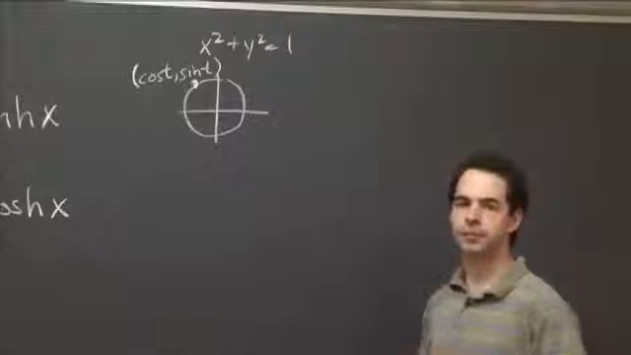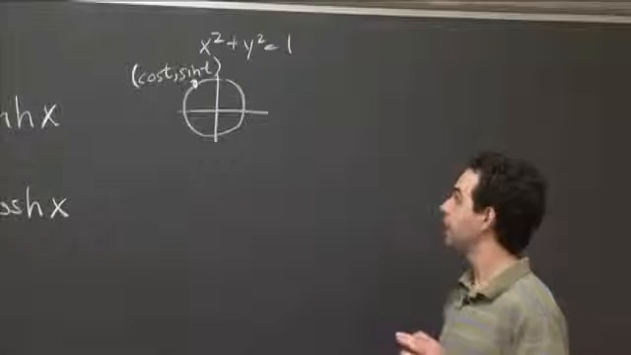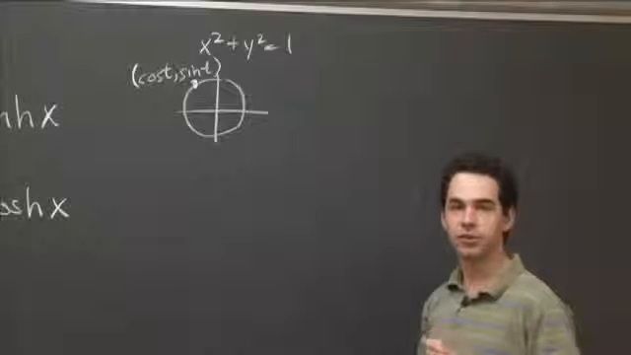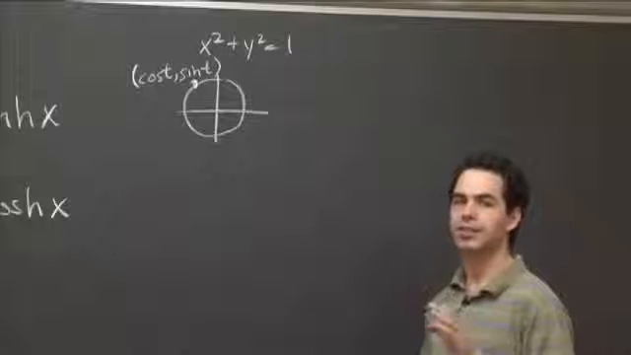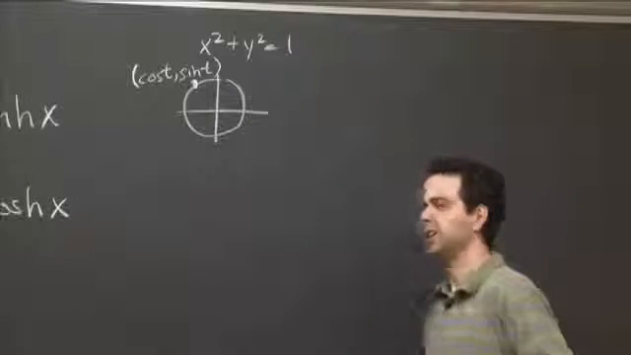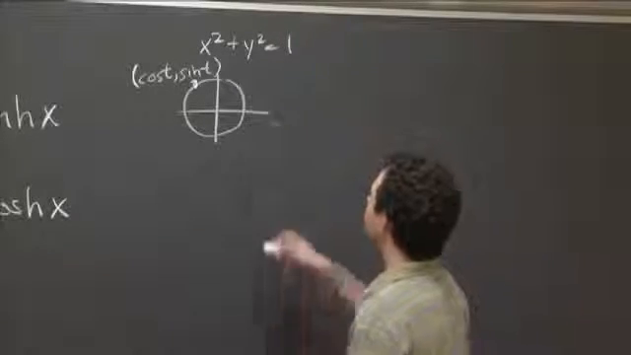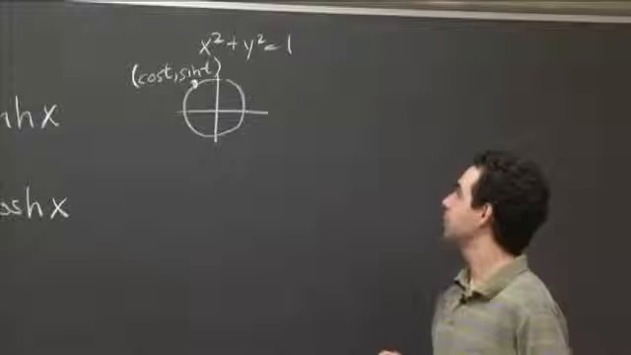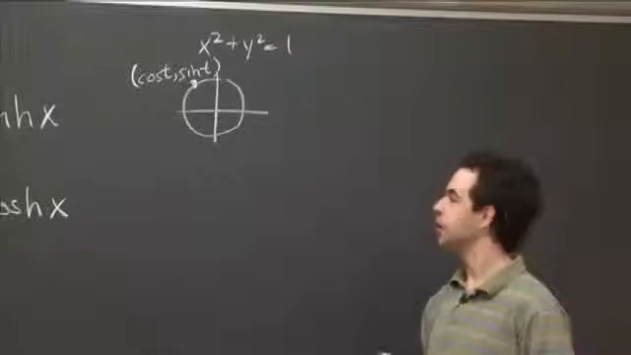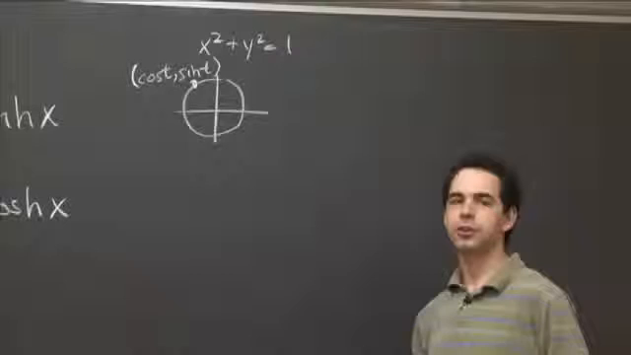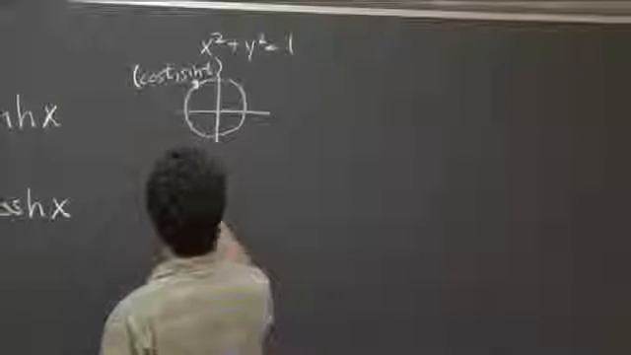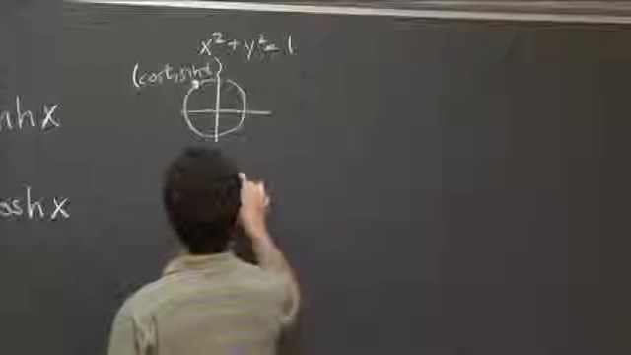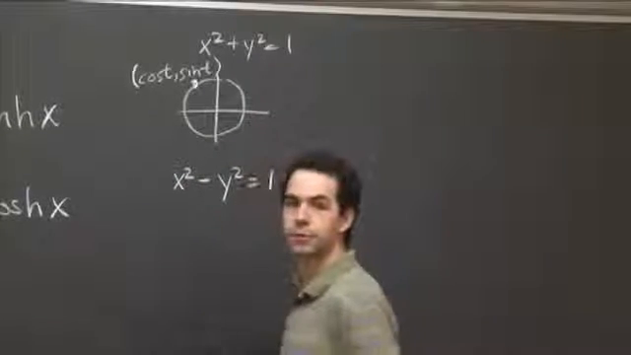So the hyperbolic trig functions show up in a very similar situation. But instead of looking at the unit circle, what we want to look at is the unit rectangular hyperbola. So what do I mean by that? Well, instead of taking the equation x squared plus y squared equals 1, which gives a circle, I'm going to look at a very similar equation that gives a hyperbola. This is the equation x squared minus y squared equals 1.